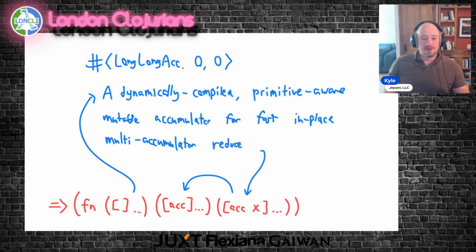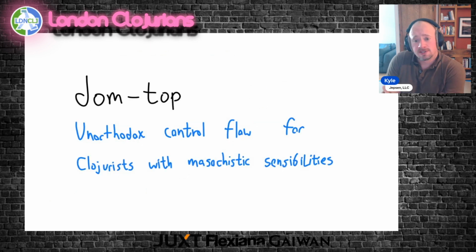We're going to set its primitive long copy of the sum and the primitive long copy of the count and just increment them as they are. That turns out to be way faster for multi-accumulator reductions. If you want to use these things, you'll find them in Dom-top, which is my library for control flow for Clojure with masochistic sensibilities.